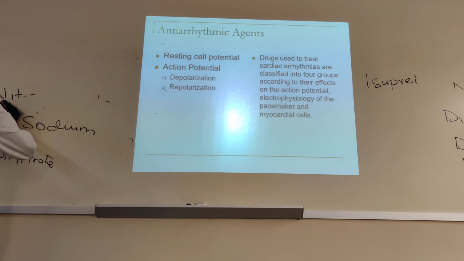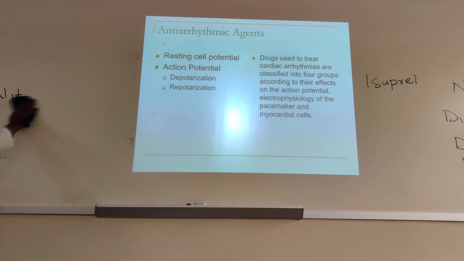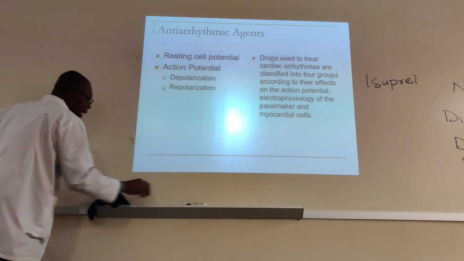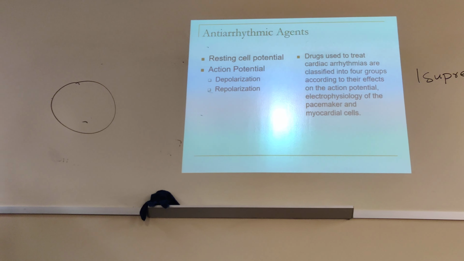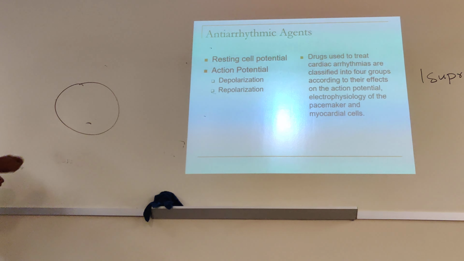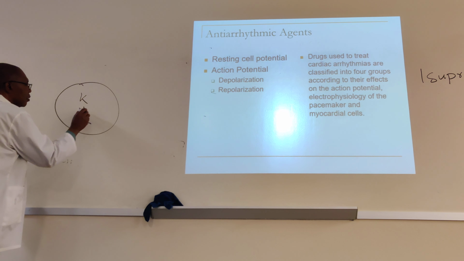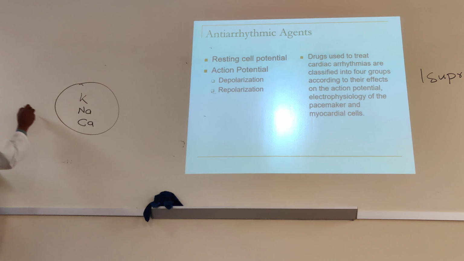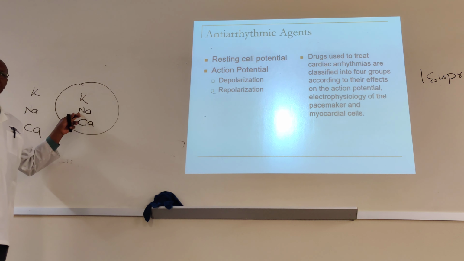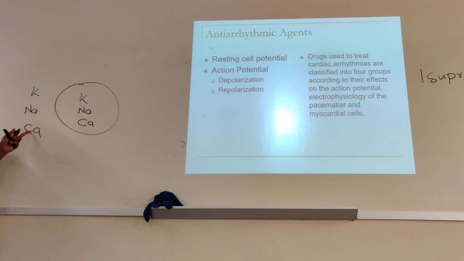Now, we have 3 groups here, and let me kind of just draw this. Let's review a little bit here. If you have a cardiac muscle cell like that, you have electrolytes on the inside of the cell, and you have electrolytes on the outside of the cell. So these are called intracellular electrolytes, and these are called extracellular electrolytes.